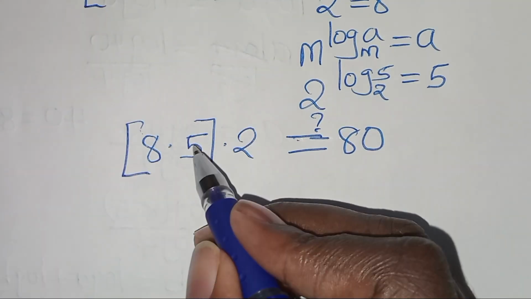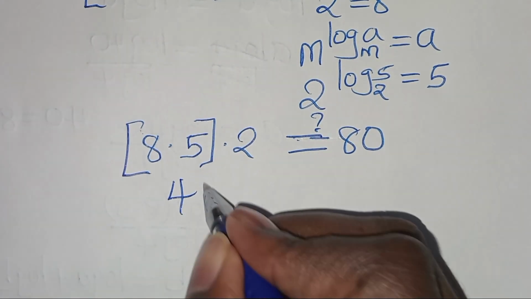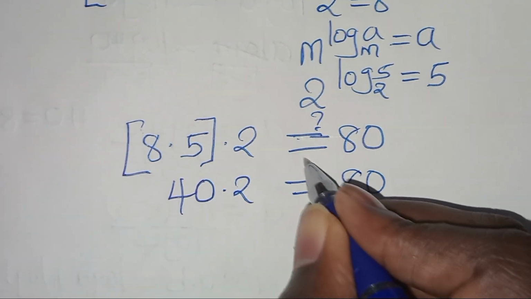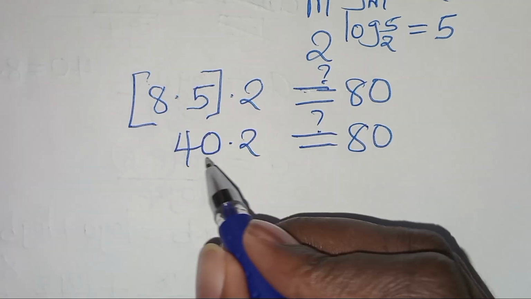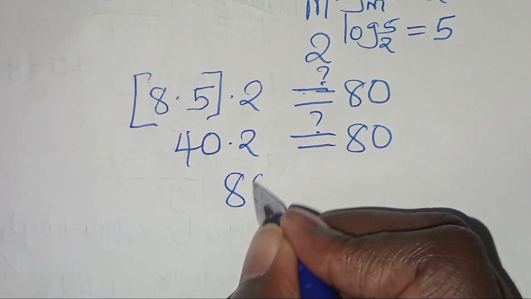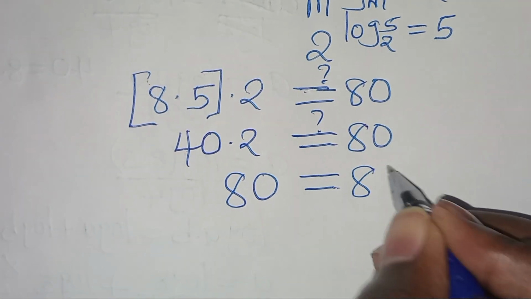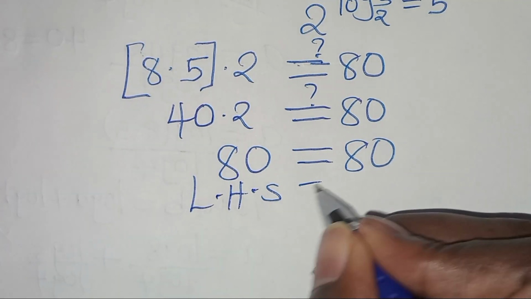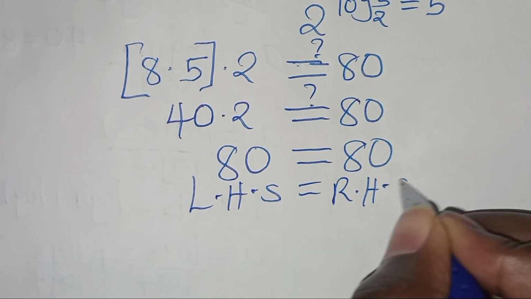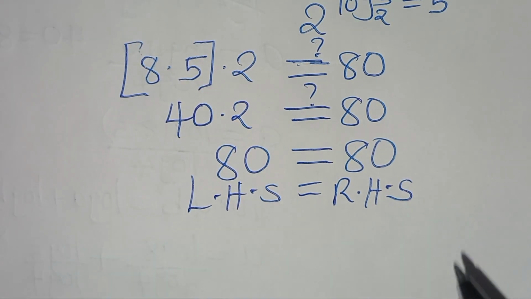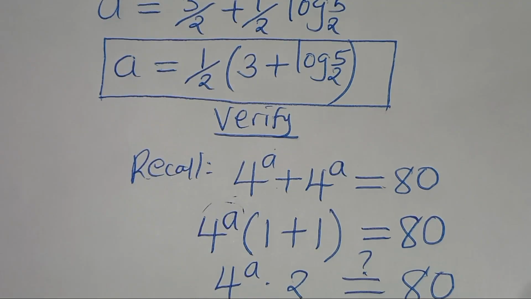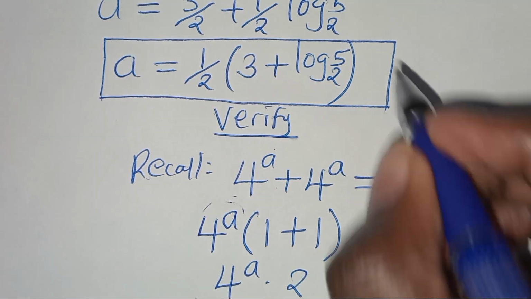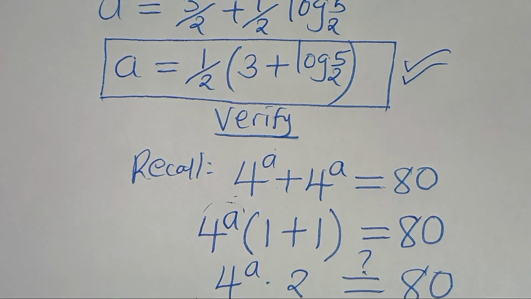So 8 times 5, this is 40. We have 40 times 2. This is supposed to give us a value of 80. The next step is that 40 times 2, this is equal to 80, which is equal to 80. So this implies that the left hand side is equal to the right hand side. And this implies that the value of a, which is a half into the parentheses 3 plus log 5 to base 2, actually satisfies the equation.